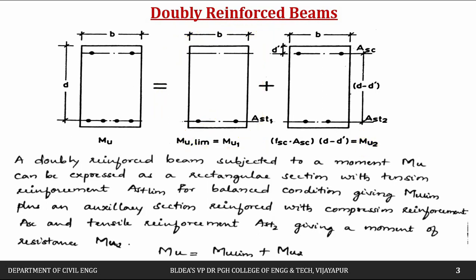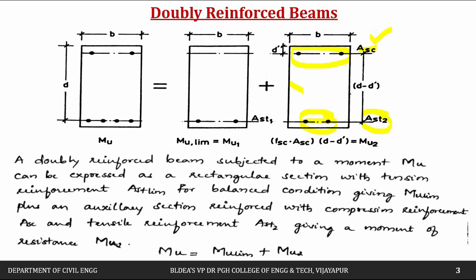Therefore, we are going to provide additional reinforcement at the bottom also, which we call AST2. Next, at the top, we are going to provide the compressive reinforcement, that is ASC. So for tension we call it AST, the area of steel for tension, and ASC is nothing but the area of steel for compression.